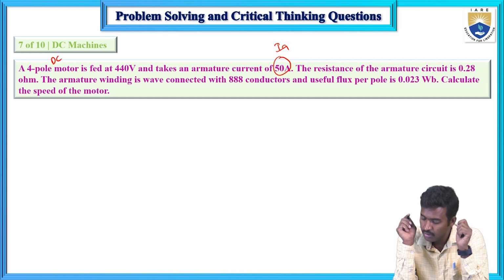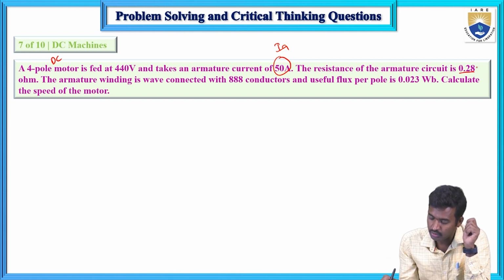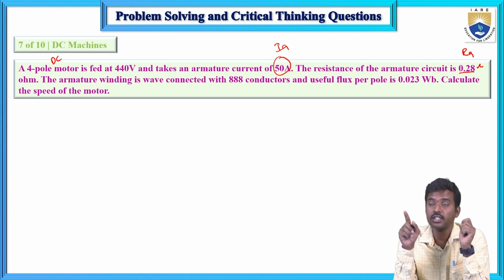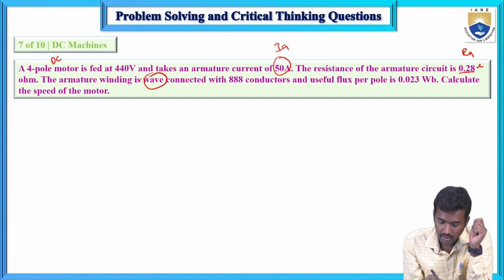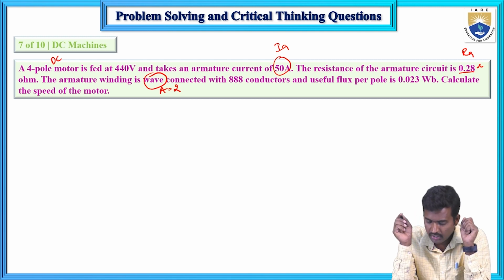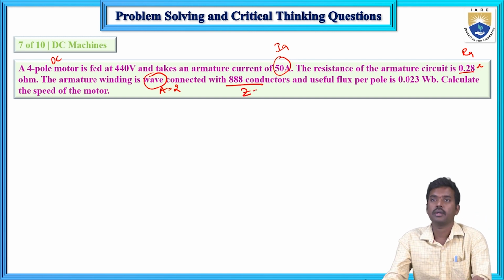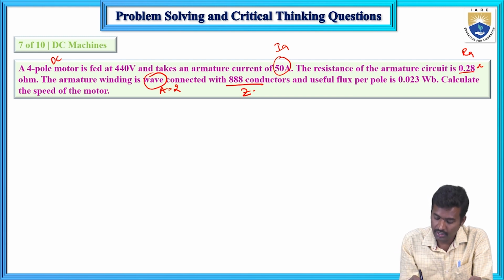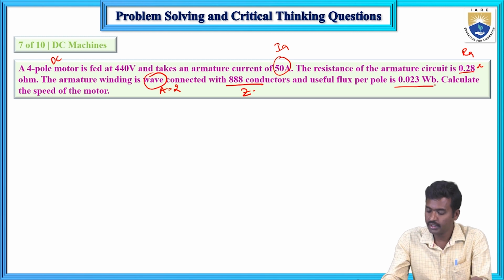Now the resistance of the armature circuit is 0.28 ohms. This is RA. In the previous problem, the shunt resistance was also given, so the shunt resistance was used to determine ISH and after that the IA value. Now the armature winding is wave connected. This means A equals 2. For wave connection, A is equal to 2, the number of conductors in the armature Z equals 888, and the useful flux per pole is 0.023 Webers. Now calculate the speed of the motor.